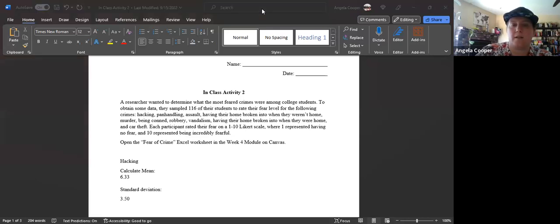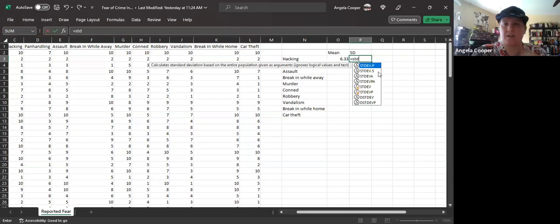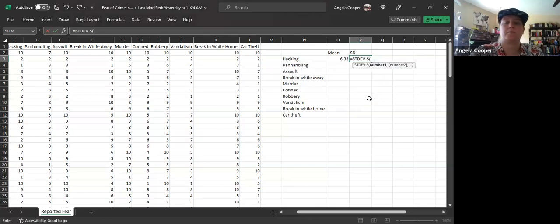So we quickly undo back over to the Excel worksheet. And now we know this is a sample of 116 college students. Oops, I started doing average. So now we go back to where we were before, stdev.p and then stdev.s. And we know this is a sample, so we're going to go with the .s option.